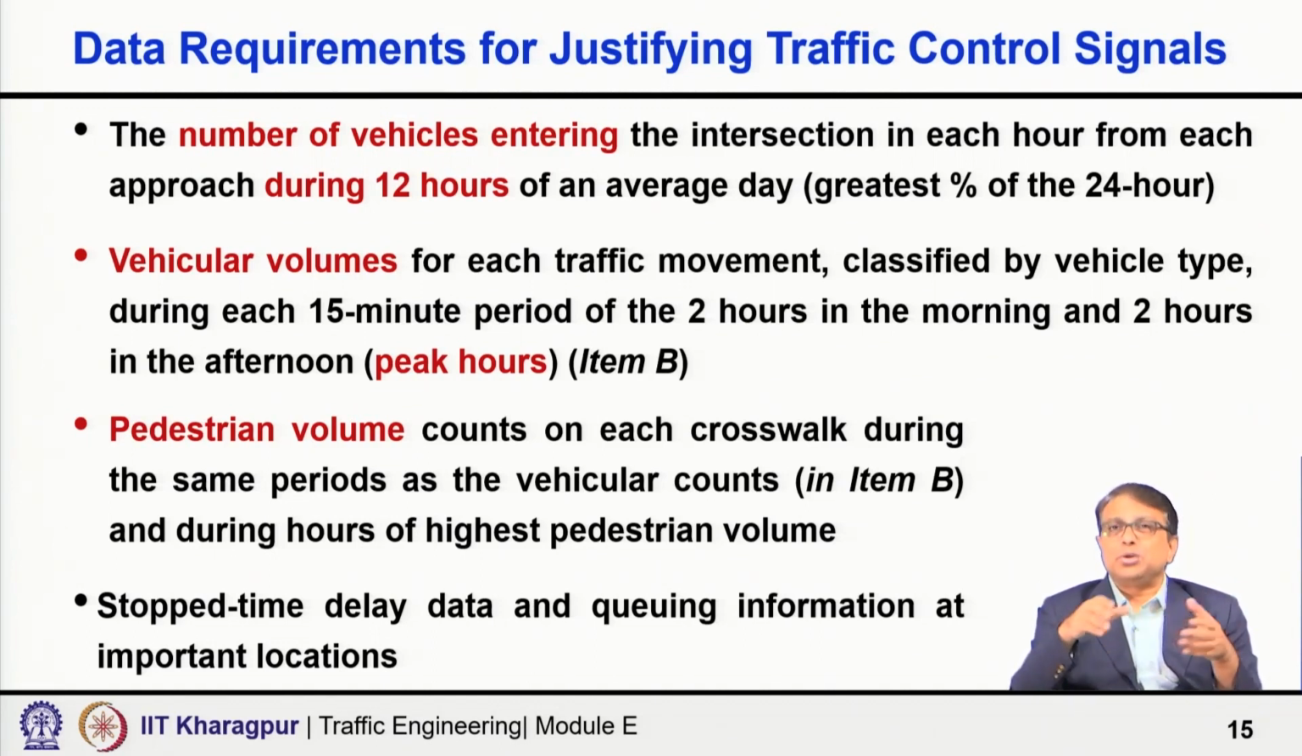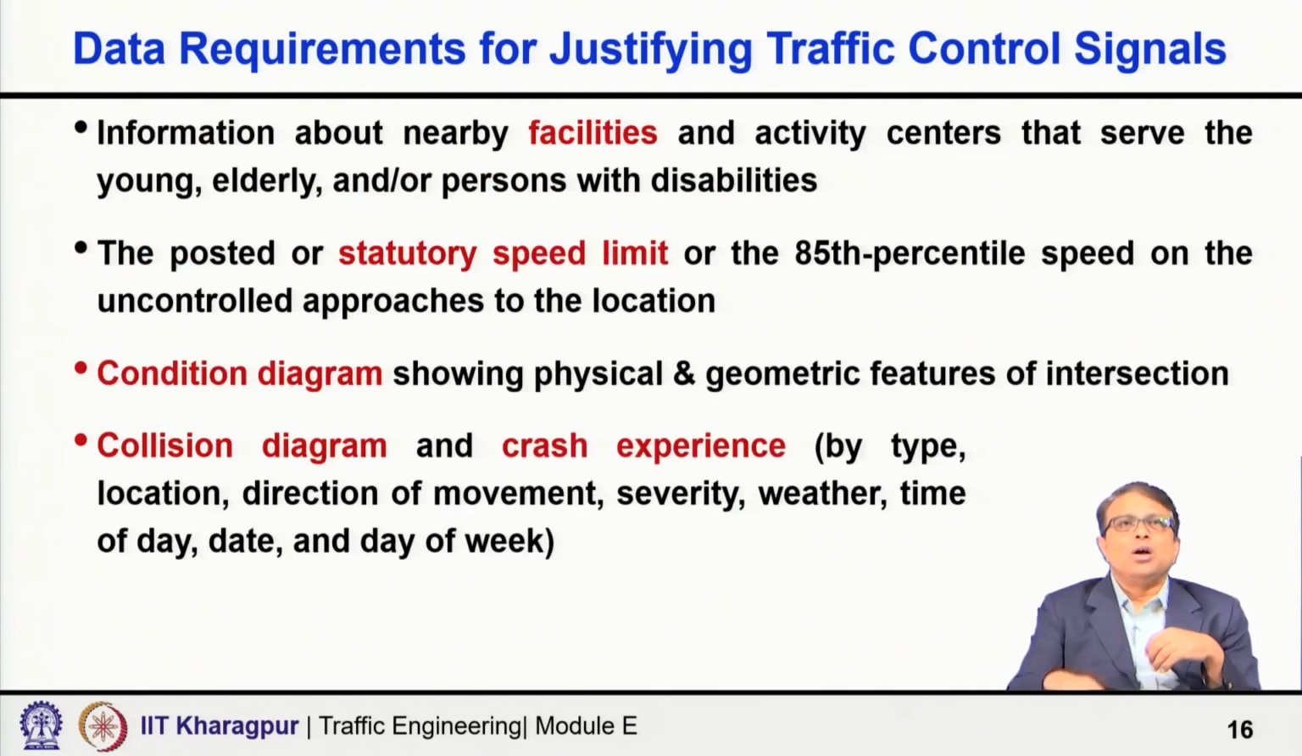Also the pedestrian volume counts during the same period. I have written it as item B. Item B means during the same period where you have actually carried out the vehicle volume study. Also maybe the stop time, delay data, queuing information, to understand the basic performance and under what circumstances the present traffic intersection is operating.